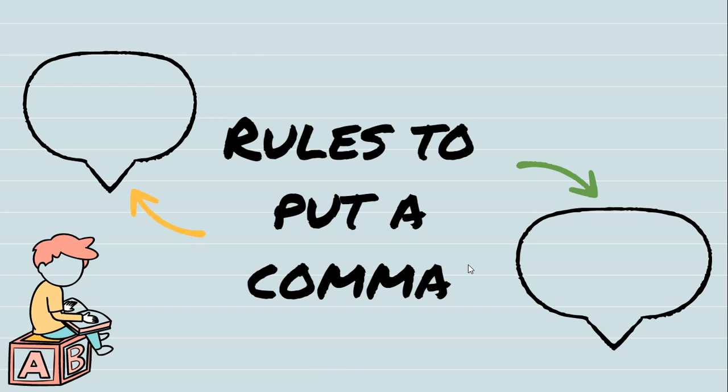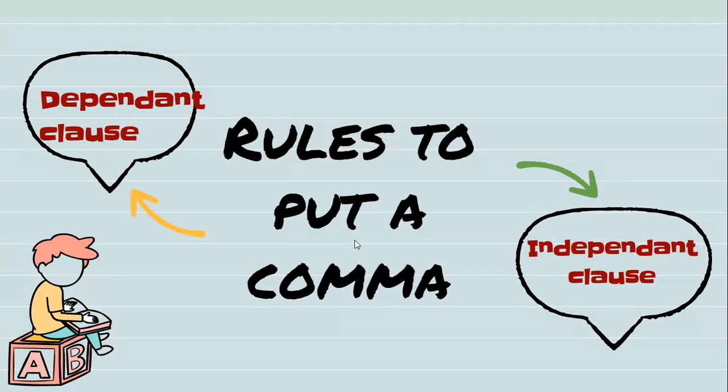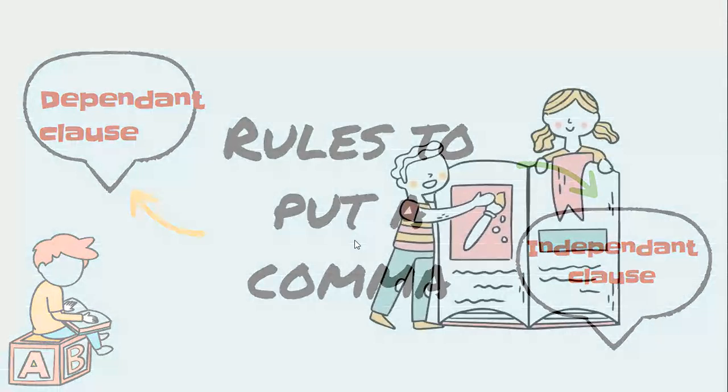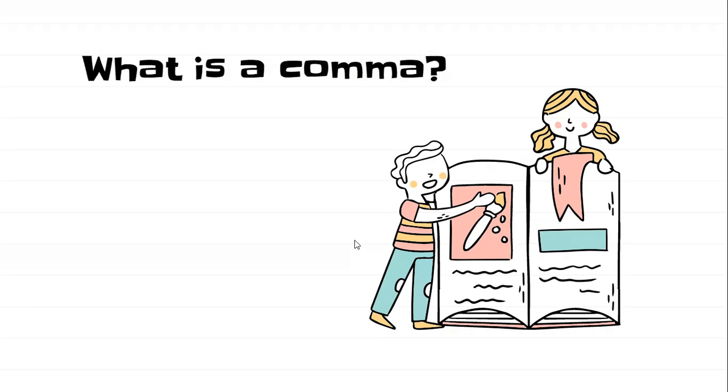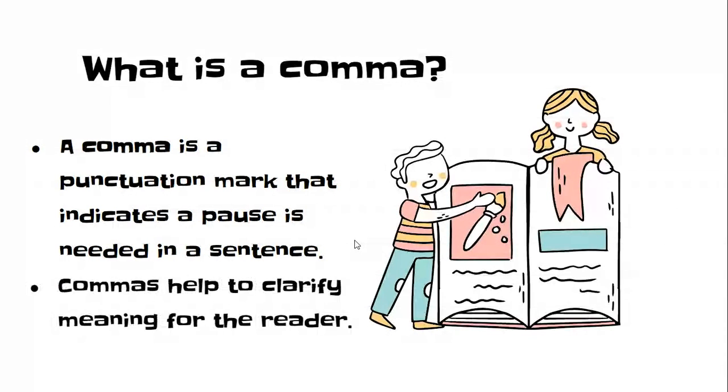Today we are going to revise a few rules to put a comma. The rule which we already learned in unit number 3 was that we can put a comma in between a dependent and independent clause. But there are a few more ways that we can use a comma. So what is a comma? Let's revise. A comma is a punctuation mark that indicates a pause is needed in a sentence. Commas help to clarify meaning for the reader.